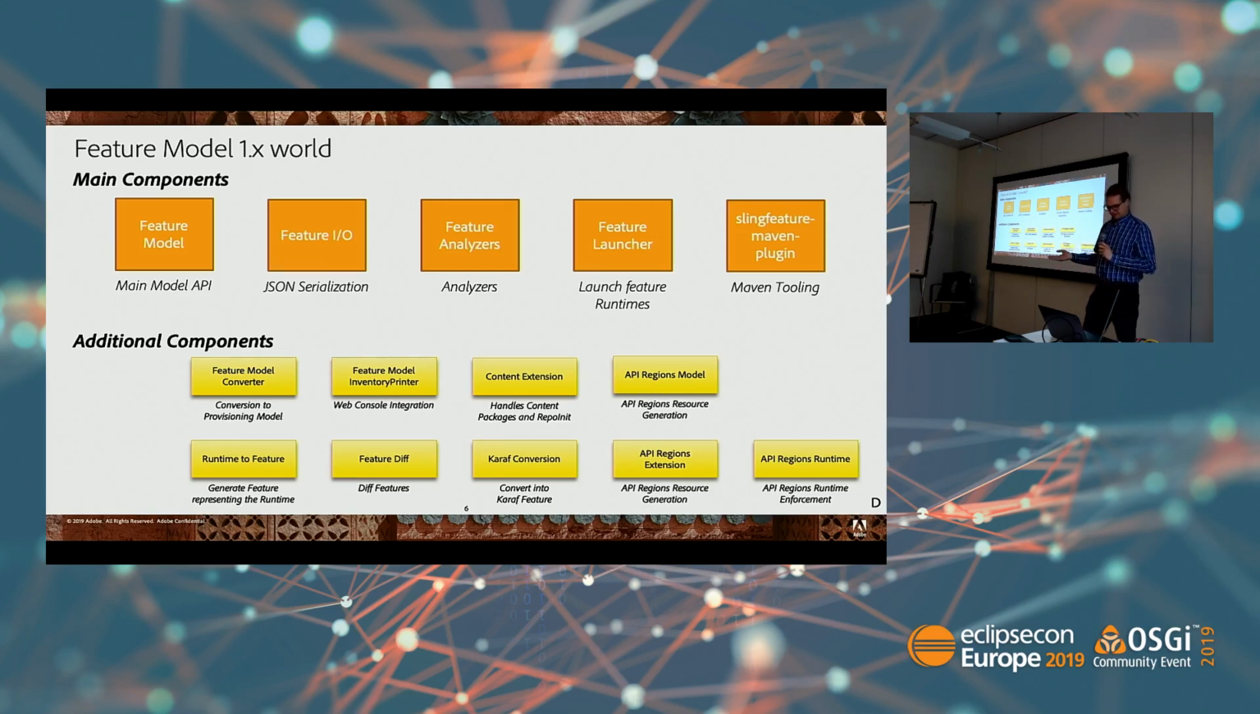There's a diff tool that basically can tell you, if you've launched this runtime, and at runtime you make changes, maybe you tweak some configurations, exactly what you changed there. And then you can use that if you want to keep those changes. You can use that to create a new feature model.